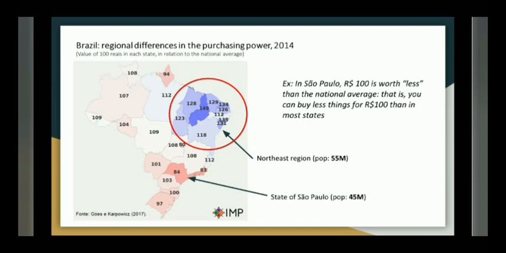The redder the state, the lower the purchasing power and the higher the living costs in it. The abyss between the north, mostly the northeastern region, and the southern states is evident. 100 reais in São Paulo, for example, buys fewer things than the same 100 reais in other states. Thus, it is difficult to have a uniform population and to take measures that apply to the whole country.